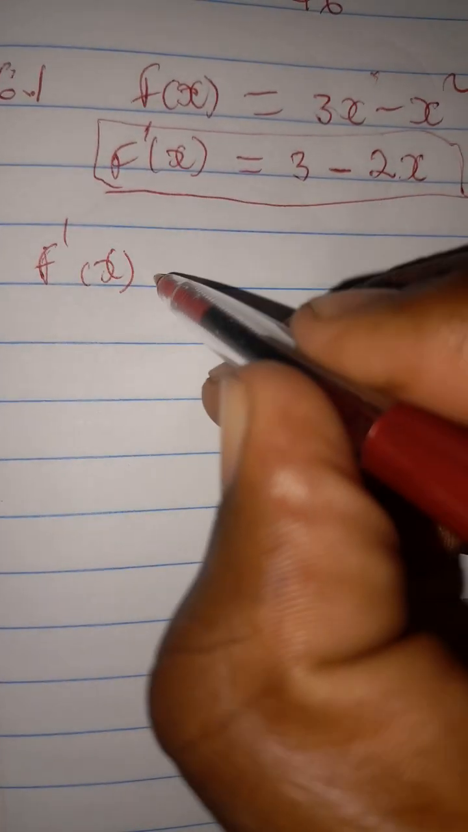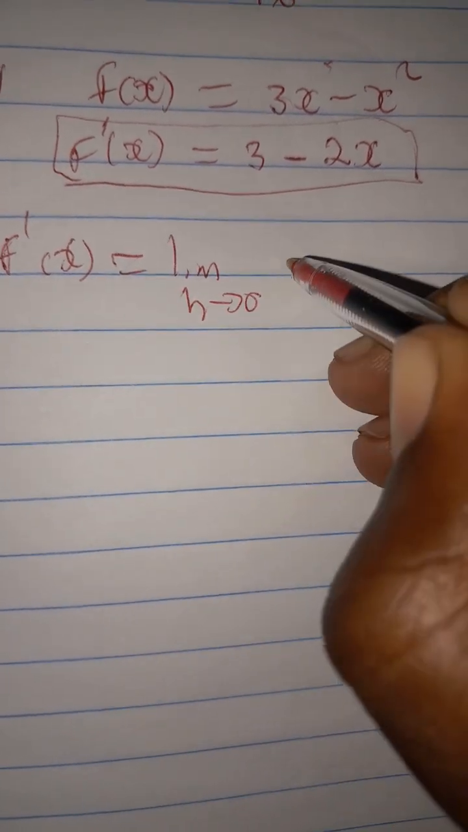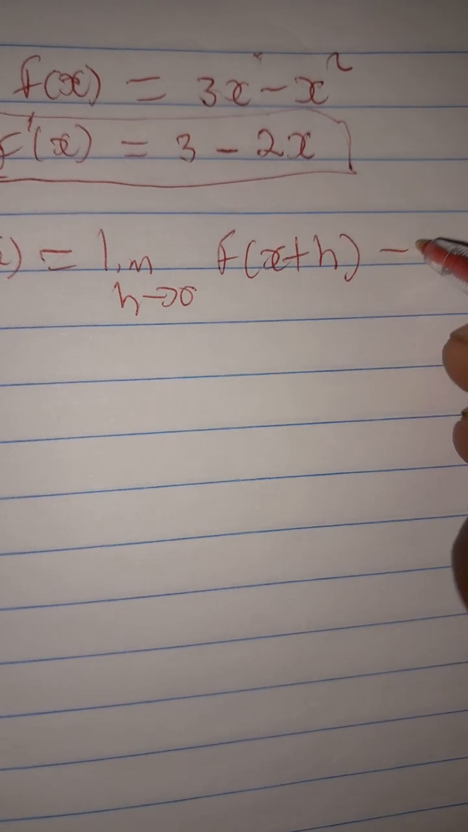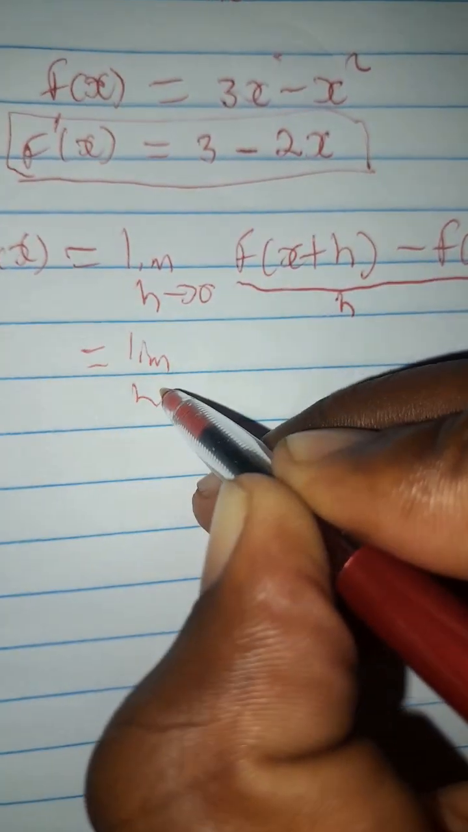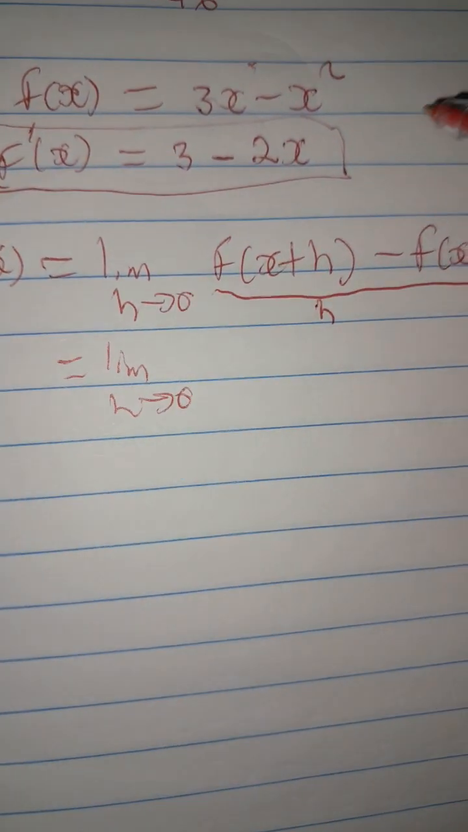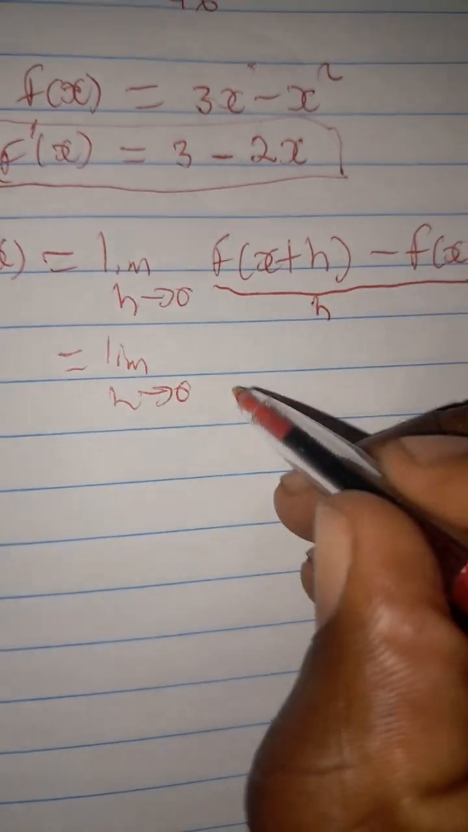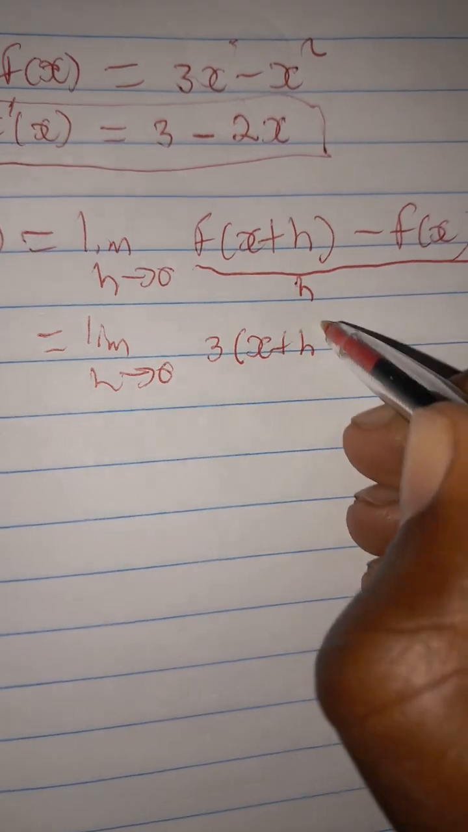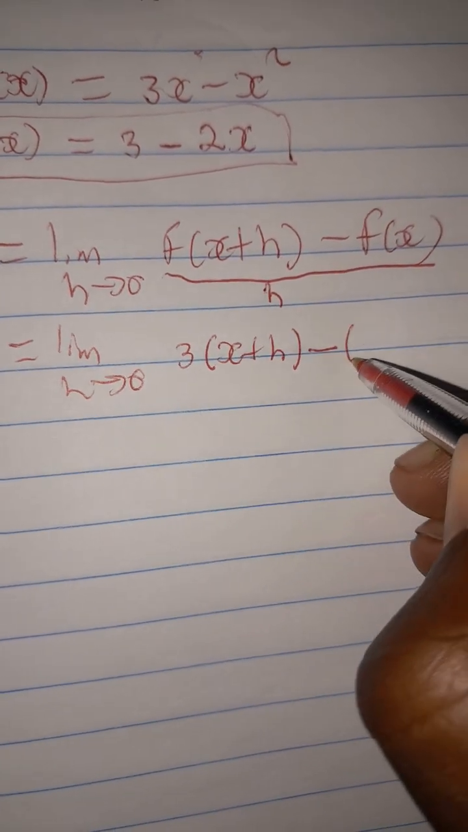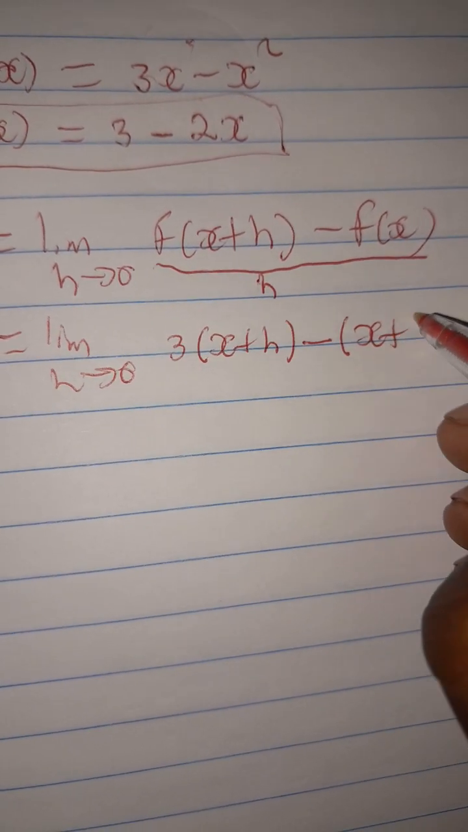So we are going to say limit as h approaches 0 of f of x plus h minus the given function, divided by h. Okay, so let's go, limit as h approaches 0. Guys, it means where you see x, you're going to replace it by x plus h. So we are going to say x plus h.